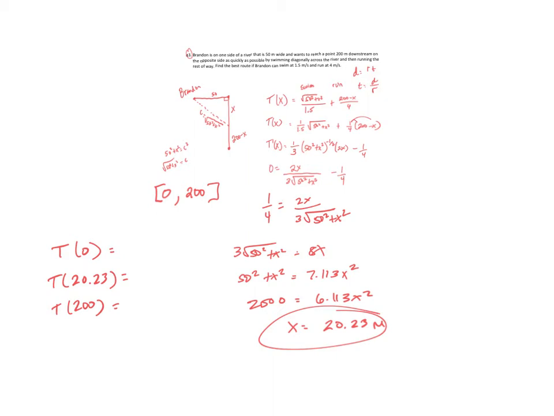So if I plug in 0, I'm going to end with 83.3, and this is seconds. If I plug in 20.23, I'll end with 80.9 seconds. If I plug in 200, I have 137.4 seconds. So the optimal scenario for Brandon completing this is 80.9 seconds, and that is if he swims at a diagonal that is 20.23 meters downstream and then runs the rest of the way.